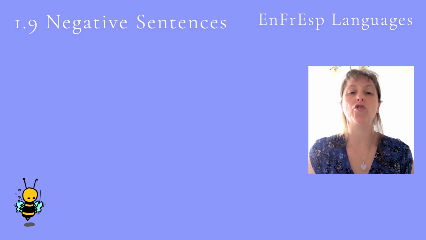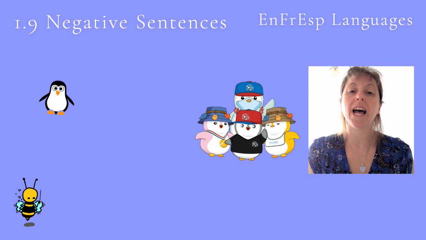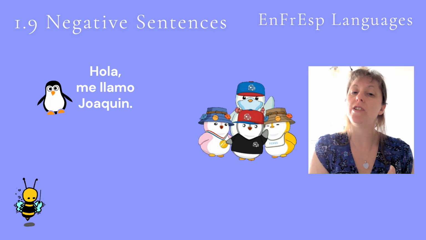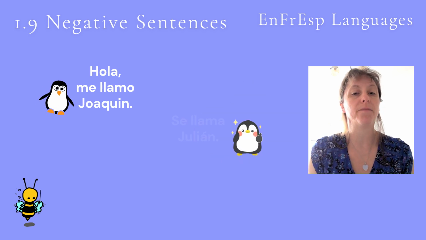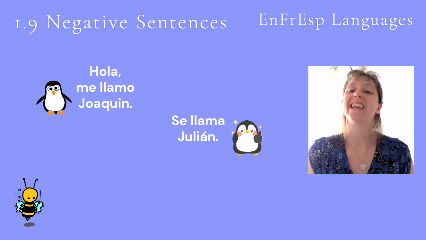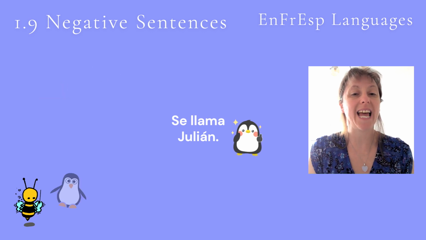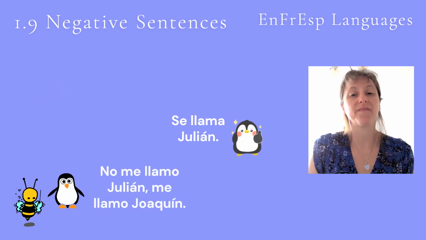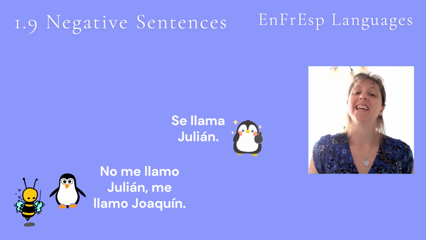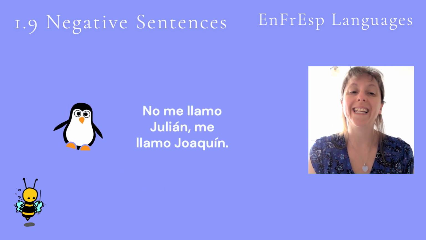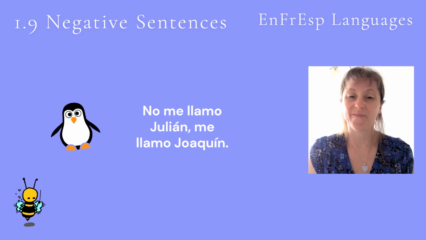We also learned how to introduce ourselves and other people. Now, perhaps a person is at a gathering and they introduce themselves as Joaquín, but they're misheard, and the person then introduces them to someone else by saying, Se llama Julián. He's called Julián. To correct this, the person would need to say, No me llamo Julián, me llamo Joaquín. Let's hear, I am not called Julián, I am called Joaquín, again. No me llamo Julián, me llamo Joaquín.